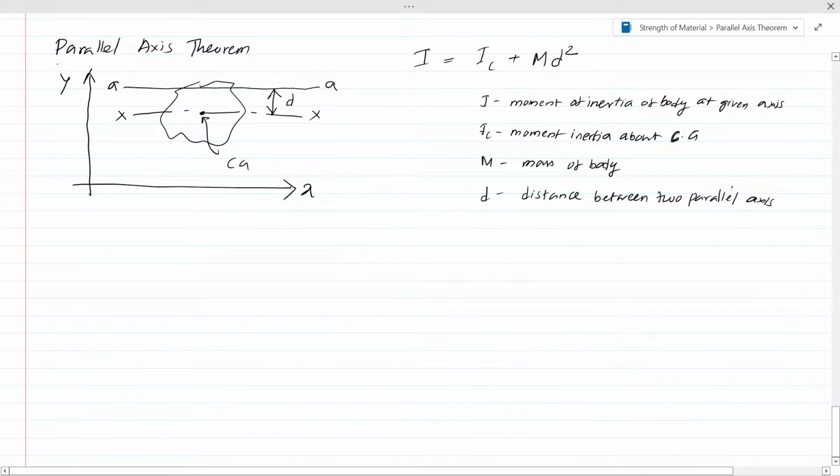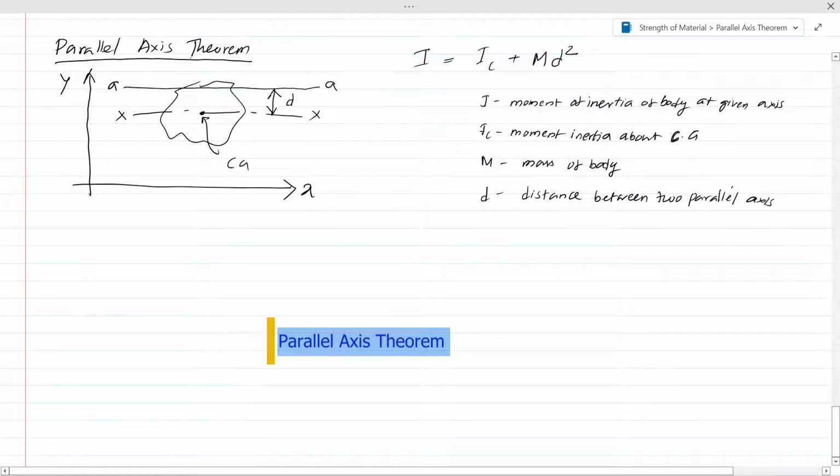We are going to discuss the parallel axis theorem. What's the parallel axis theorem? What's the purpose of using it? How is it used? We are going to discuss today. We will be discussing a worked example for you to understand this very easily.